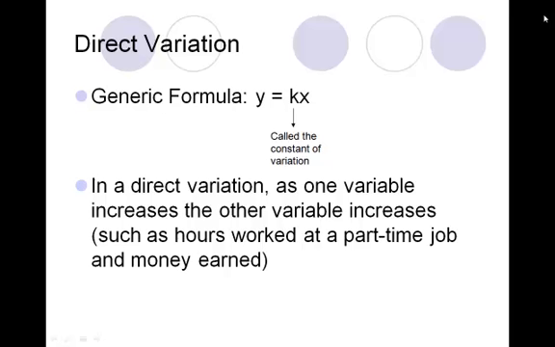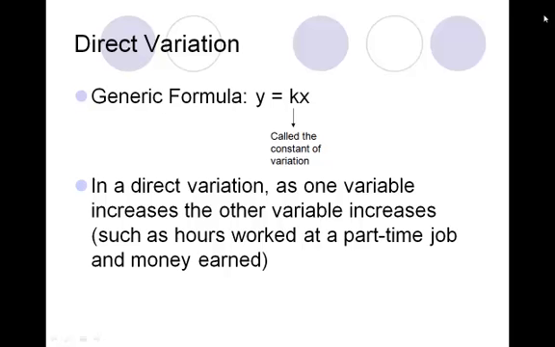K is called the constant of variation, and k is something that first we have to find, and then we're going to use it after we have it. It's a number that's constant for the problem that you're working with. Now k, the constant of variation, appears in all three of our formulas, so whenever you're writing your formula, you always have to put the k in the formula.